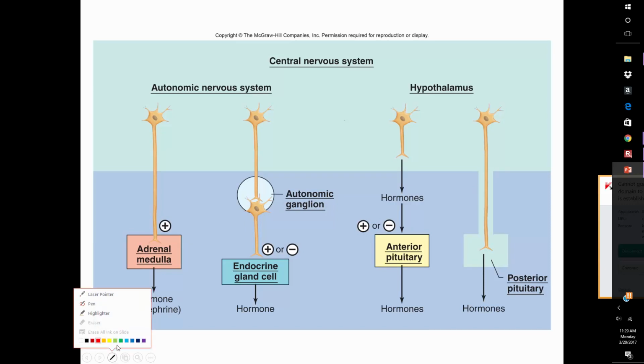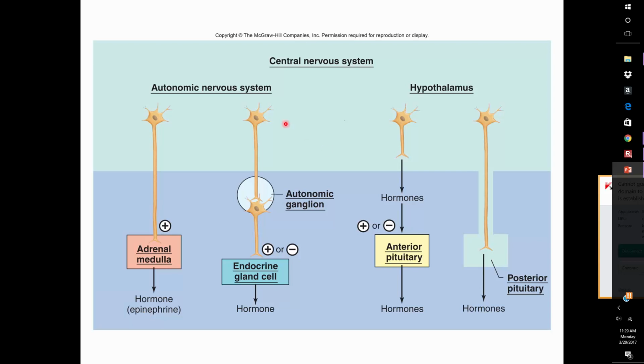This is a diagram that just sort of talks about regulation in general. Dr. Kierstead told you about a pathway where we have a preganglionic neuron from the autonomic nervous system that synapses on the adrenal medulla, and the adrenal medulla produces the hormone epinephrine.